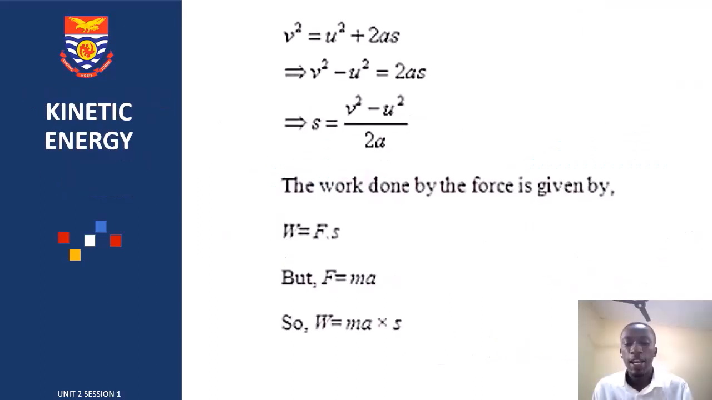So we are going to have our work done equal to the summation of Fx times change in x. Kinetic energy. Here we are going to prove how we get the kinetic energy formula to be 1/2 mv squared.